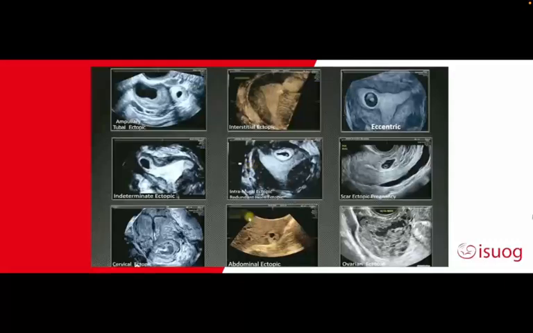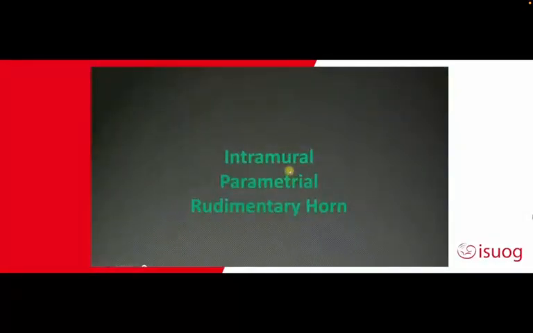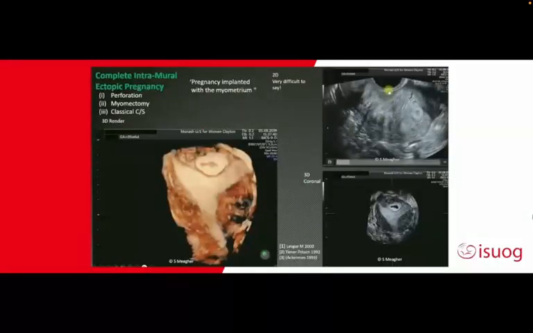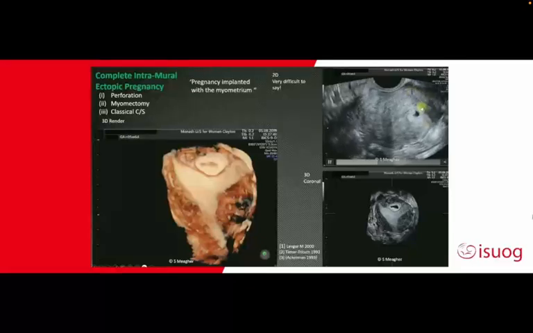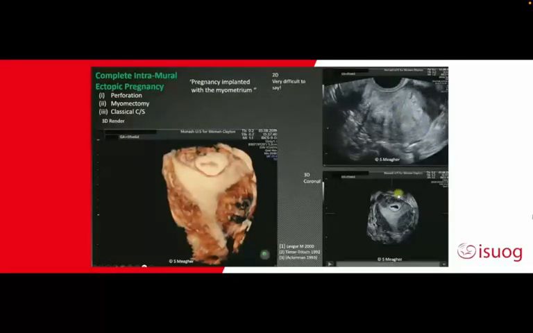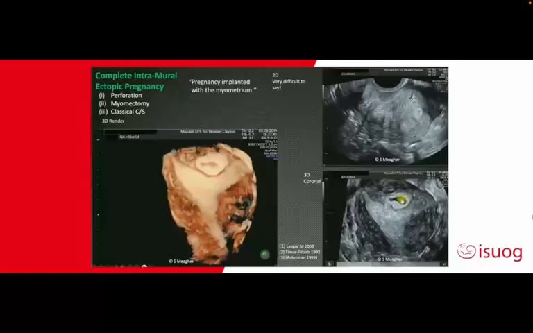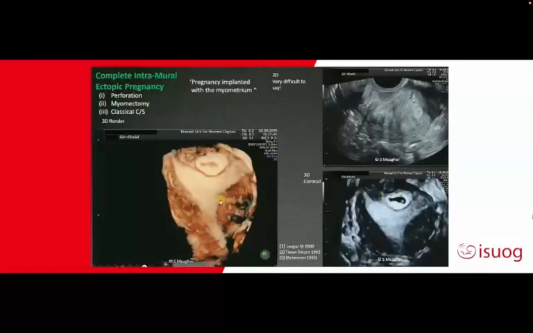Now let's move on to some of the rarer forms of ectopic pregnancy, which is an intramural ectopic pregnancy and a pregnancy in a redundant horn. So in this case, you sweep across the uterus and you see a gestation sac located here within the muscle. From there, you move on to a 3D volume and see the uterine cavity, and you can appreciate that there is a gestation sac, a yolk sac, and an embryo located within the myometrium.